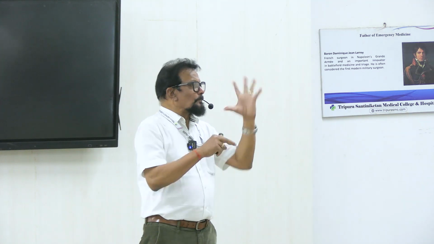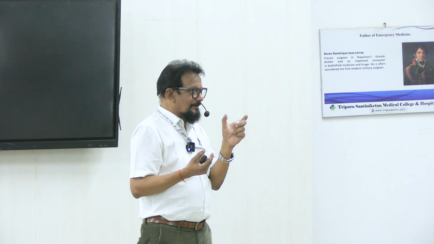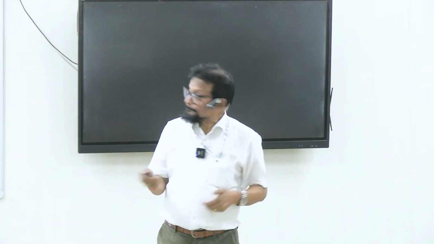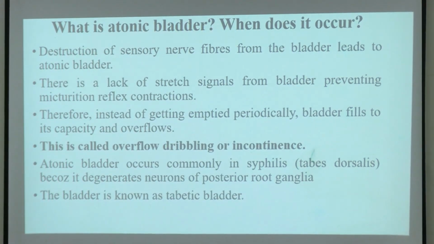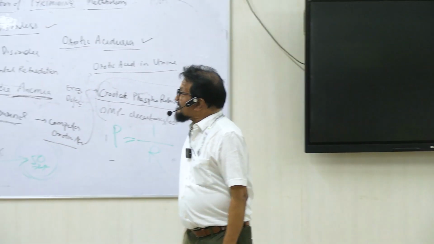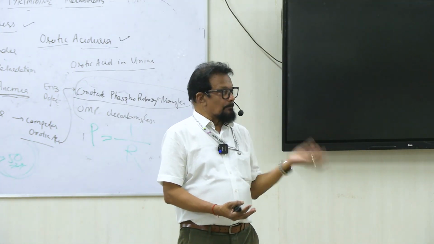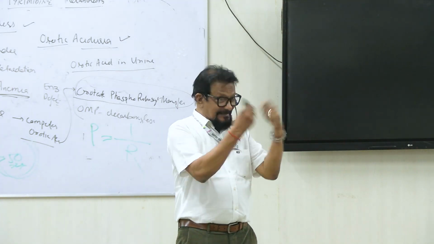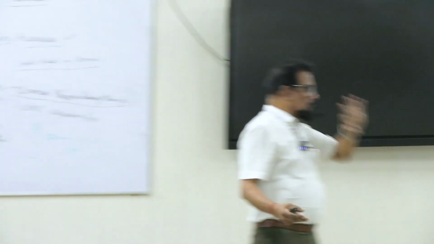So the bladder wall will always be flaccid. No contraction will be there, since the information is not there. Atonic bladder: why does it happen? Destruction of sensory nerve fibers from the bladder leads to atonic bladder. There is a lack of stretch signals. Urine is accumulating in the bladder, but the stretch signal is not going to the center. As a result, urine keeps coming, no stretch is sensed, and it will reach its maximum capacity.